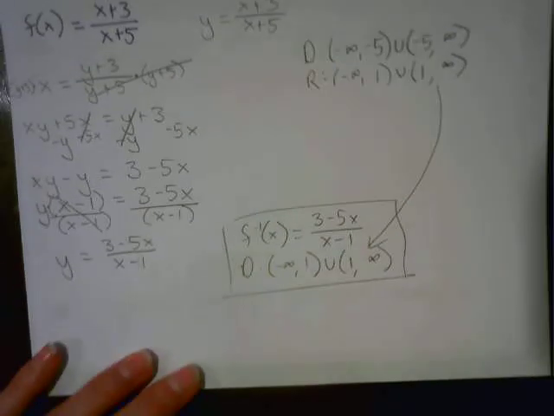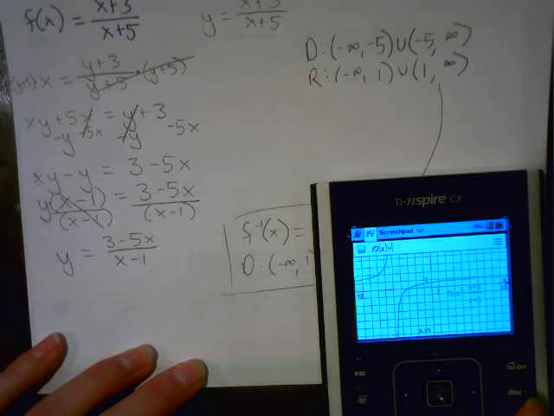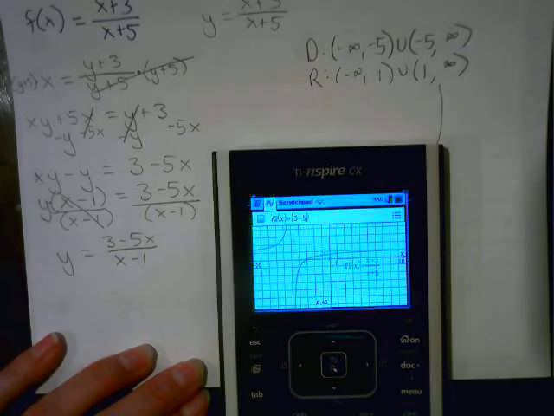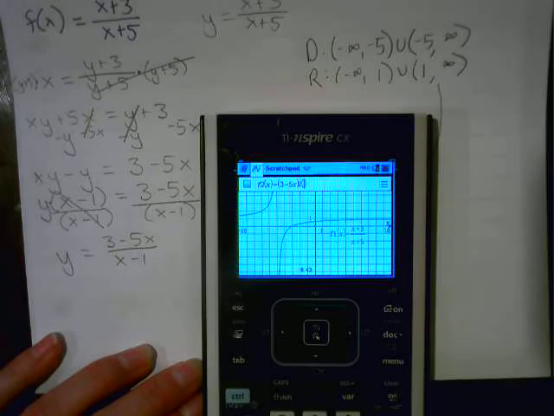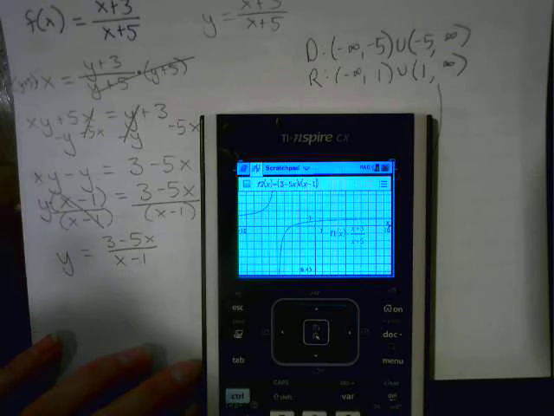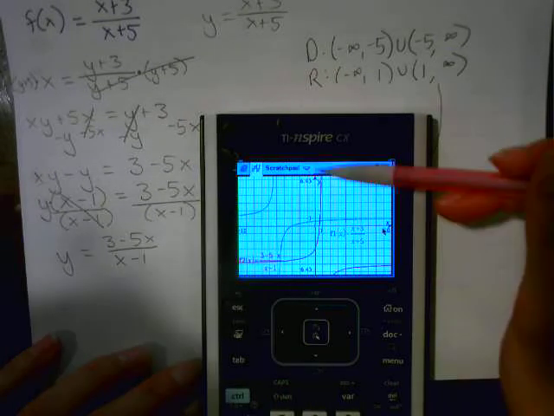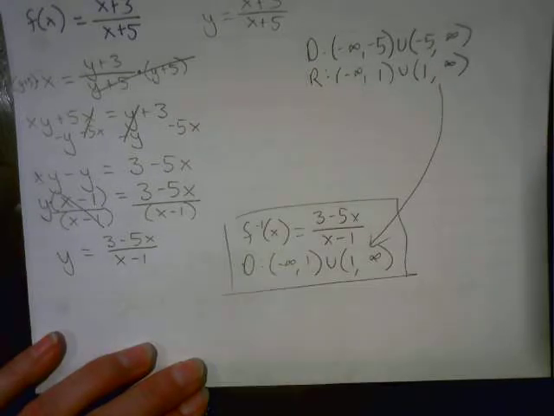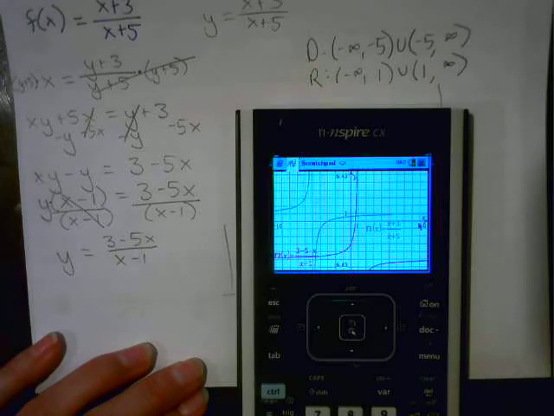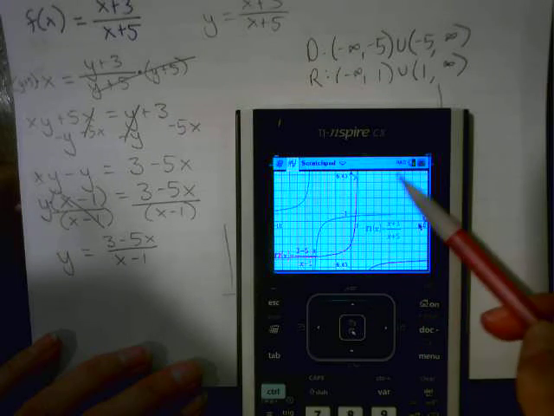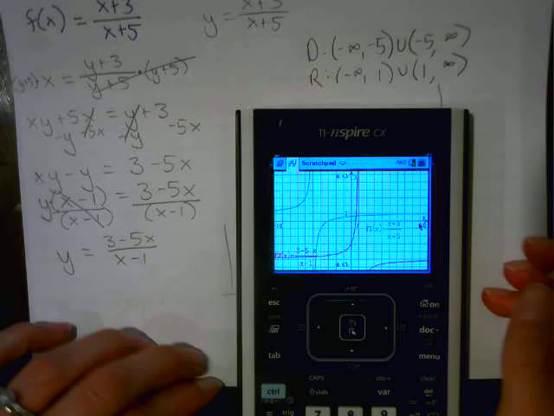If I want to graph that to see what it looks like, I would have 3 minus 5x divided by x minus 1. There it is. And we can see that there is a vertical asymptote at 1, which makes sense right here. And again, if you think about the line y equals x, we can see that the inverse is our original function reflected across that line.